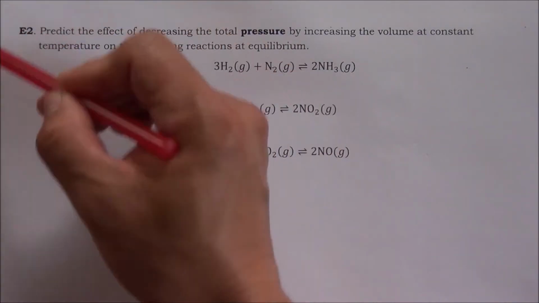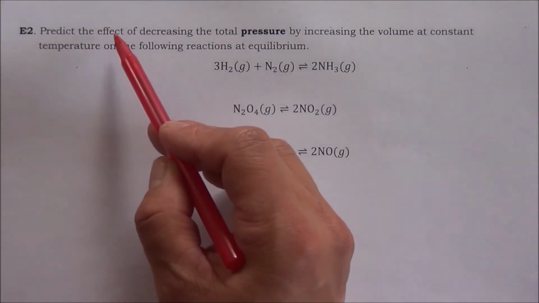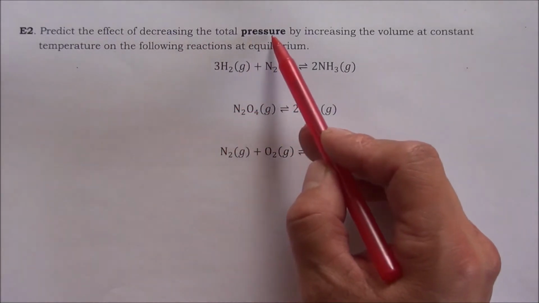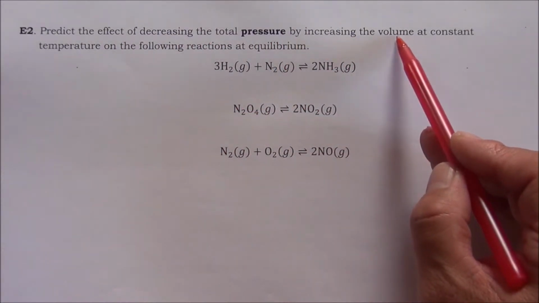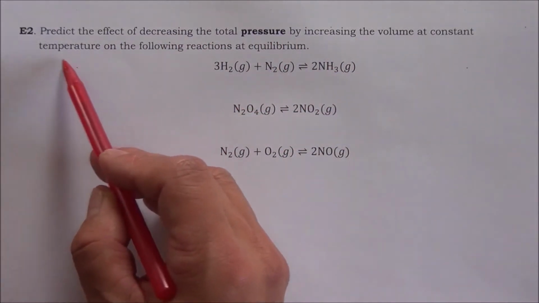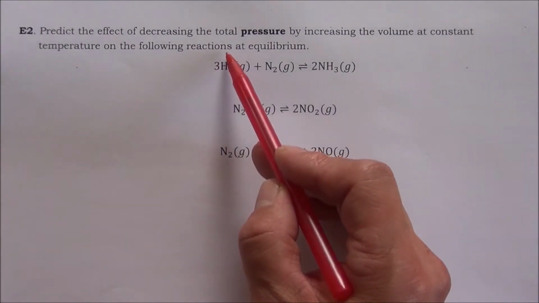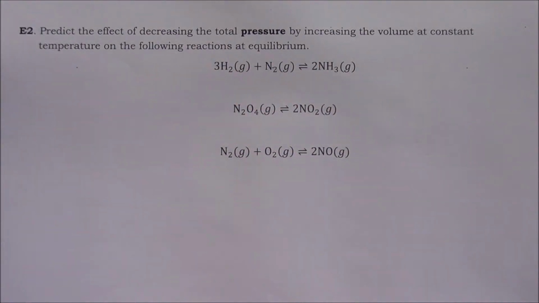Now let's look at another example. Predict the effect of decreasing the total pressure by increasing the volume at constant temperature on the following reactions at equilibrium. When we try to decrease the total pressure, Le Chatelier's principle predicts the chemical reaction will try to increase the total pressure. If the chemical reaction wants to increase the pressure, it has to shift to the direction that has more moles of gases, because more moles of gases means higher pressure.